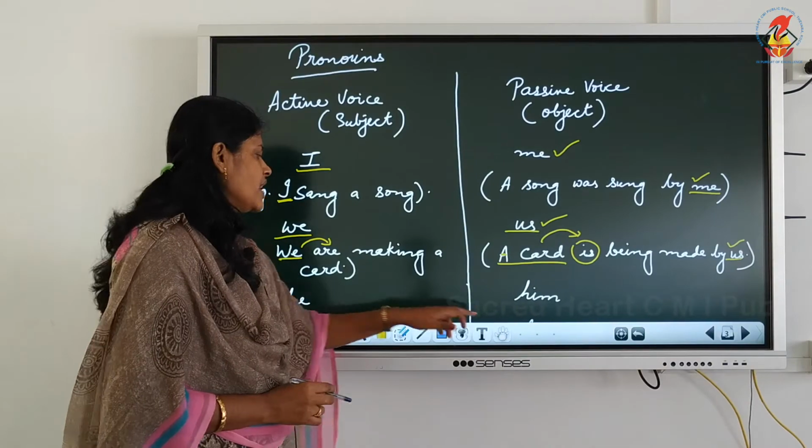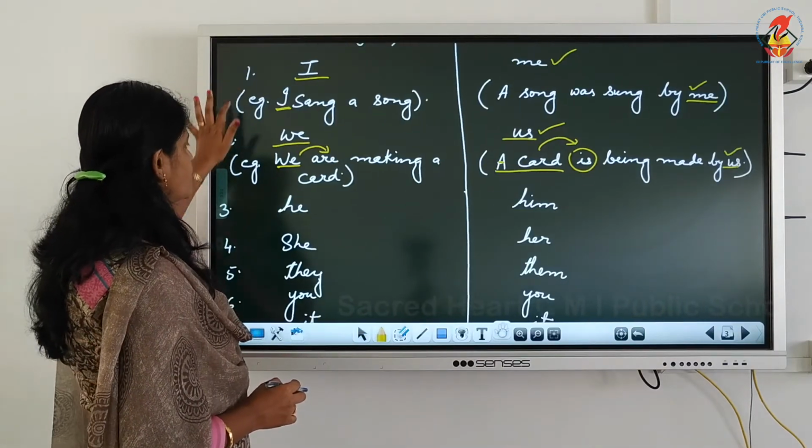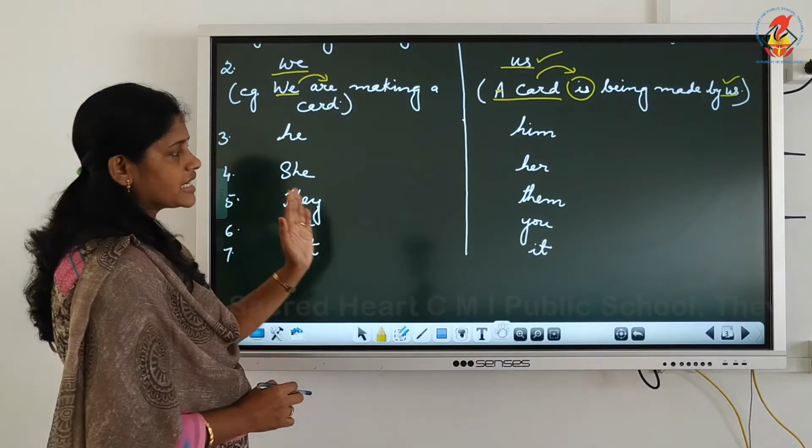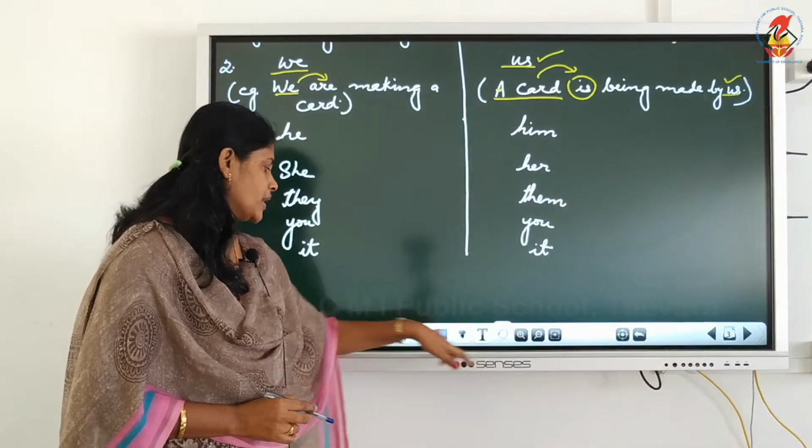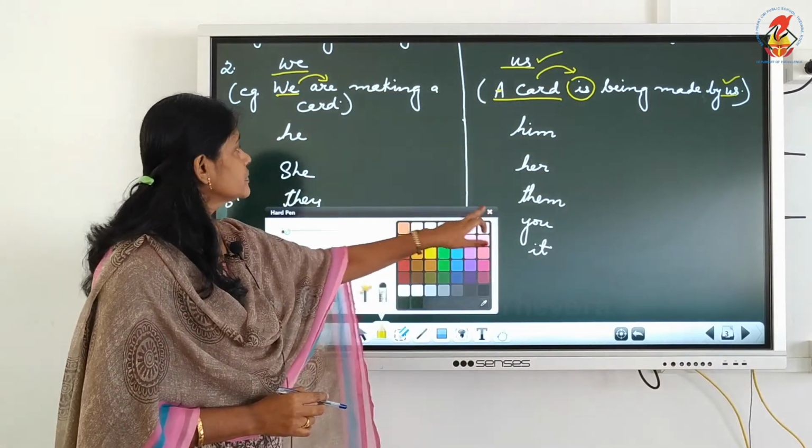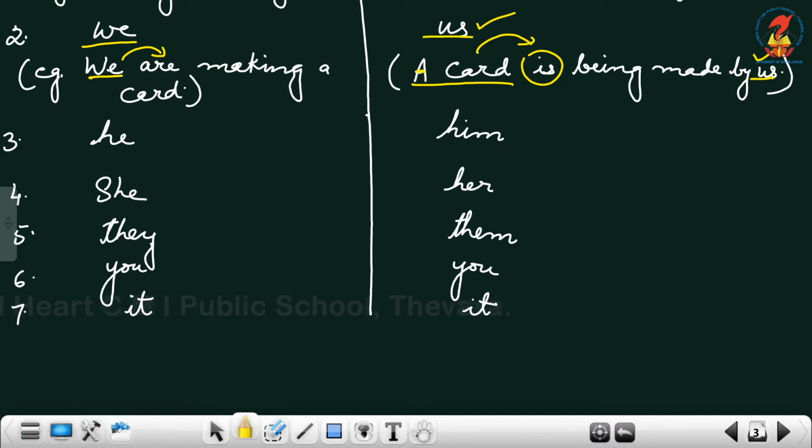Now, in the same way, almost all the pronouns change when they convert from active to passive voice. Let's see the next word. The word he will change into him. The word she will change into her. The word they will change into them. The word you will be the same, you only. And the word it also remains the same, that is it. Is it clear, children?